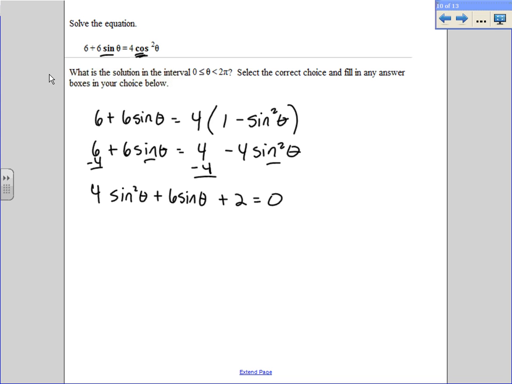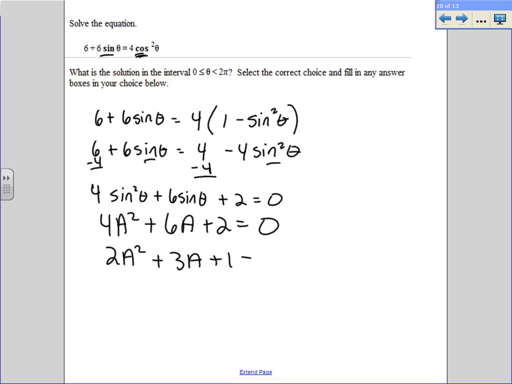So I'm going to use my substitution. I'm going to let a be equal to sine of theta. So this would be 4a squared plus 6a plus 2 equals 0. Notice I can divide out a common factor of a 2. So that would be 2a squared plus 3a plus 1 equals 0. Now we're going to multiply the ends here. So 2 times 1 is 2. Factors of 2 that add to 3 would be 2 and 1.